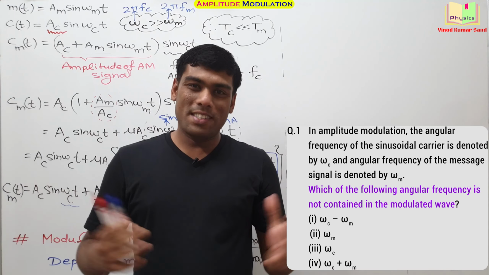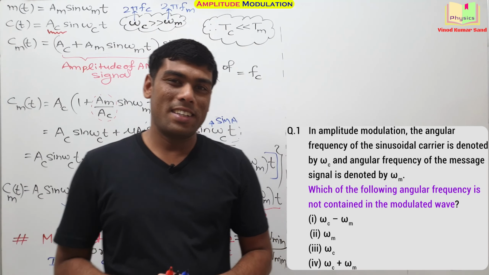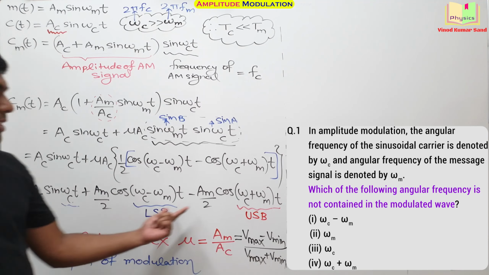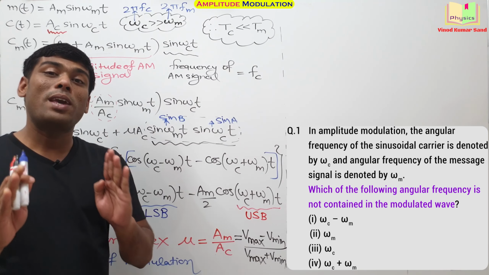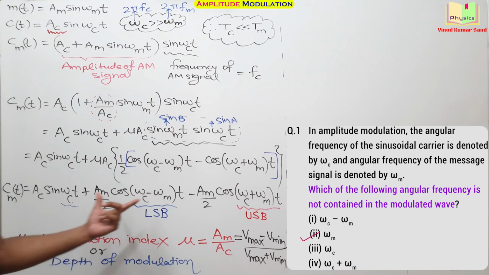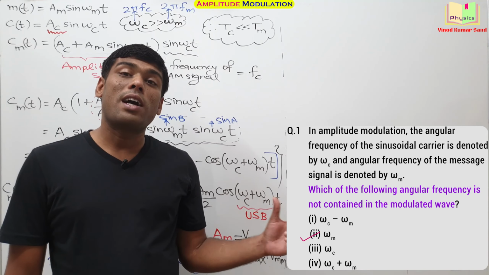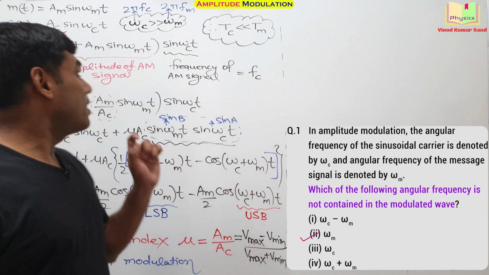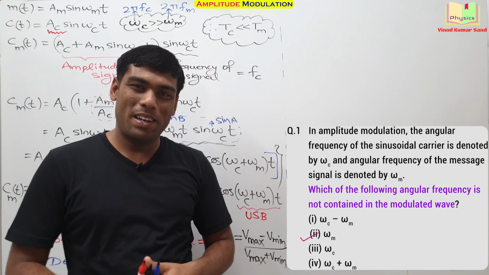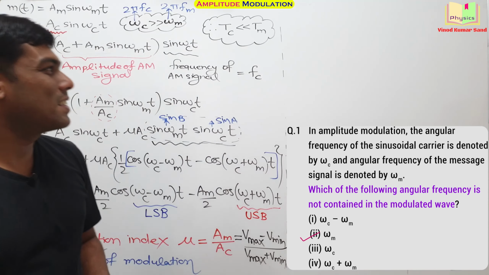The first question is a simple one. If you remember the derivation, you can quickly answer it. Which is missing? Looking at this, you can say the omega m is missing. Omega c is present in the AM signal, omega c minus omega m is present, omega c plus omega m is also present. This individual omega m is missing. Simple. Note it down, then we'll be taking up the next question.